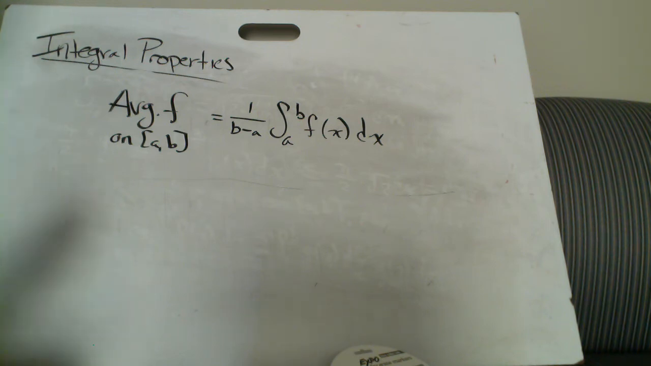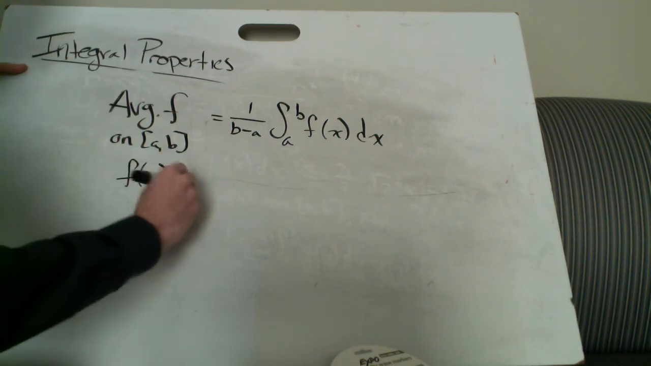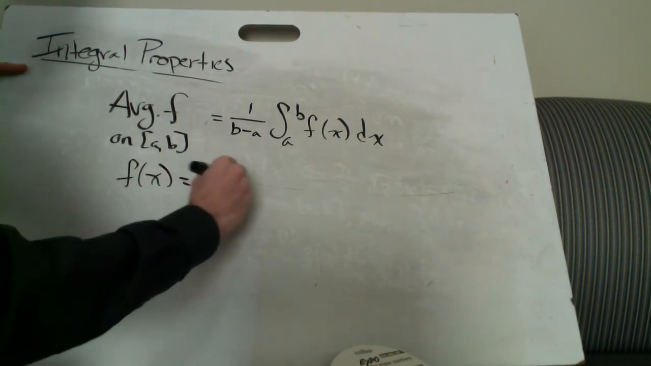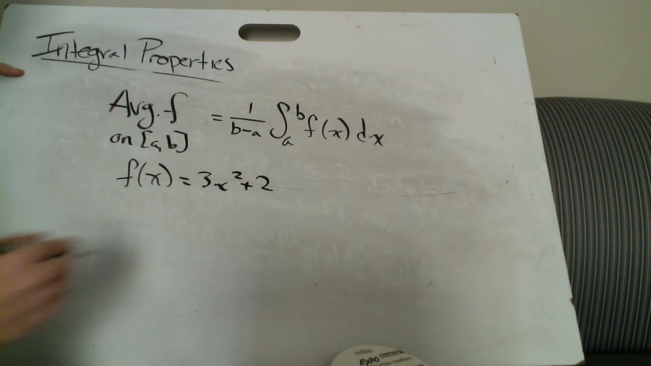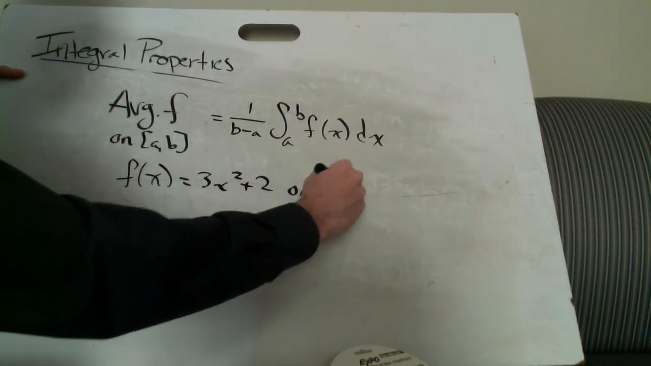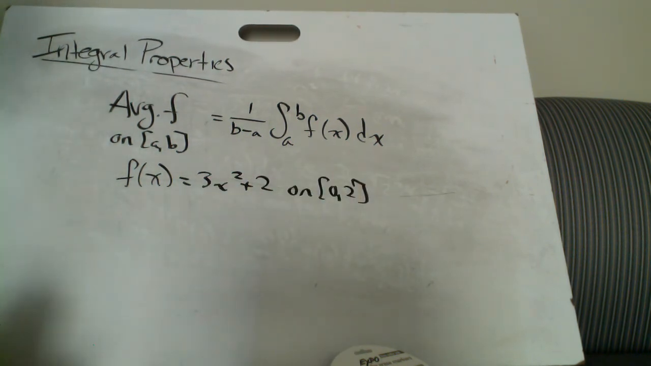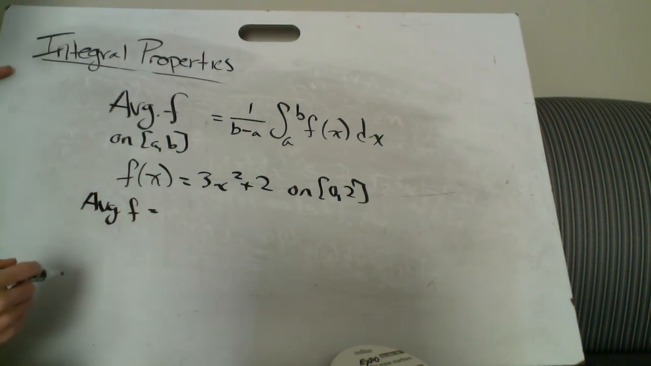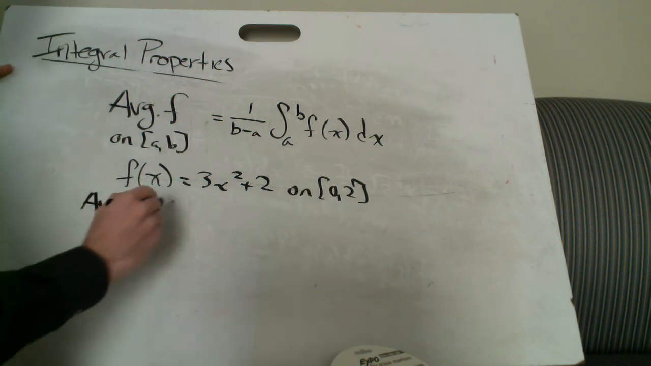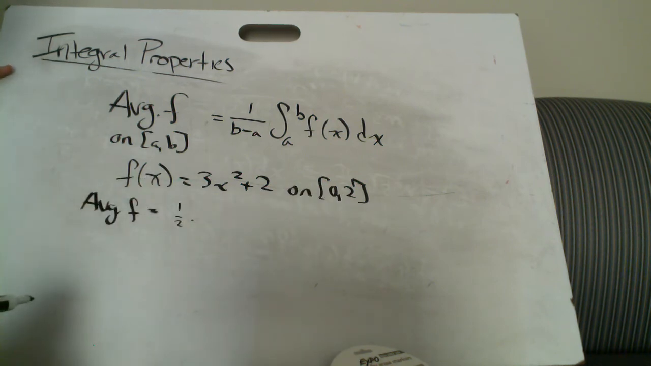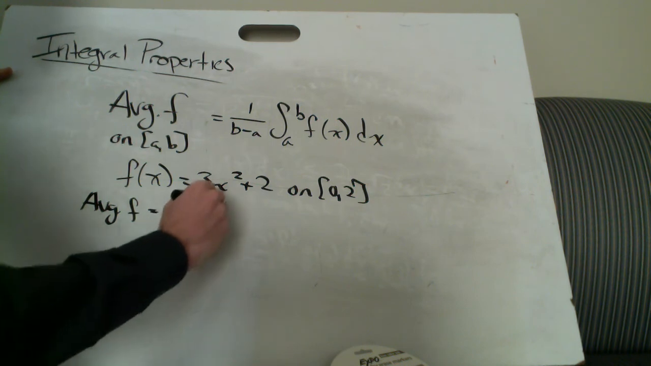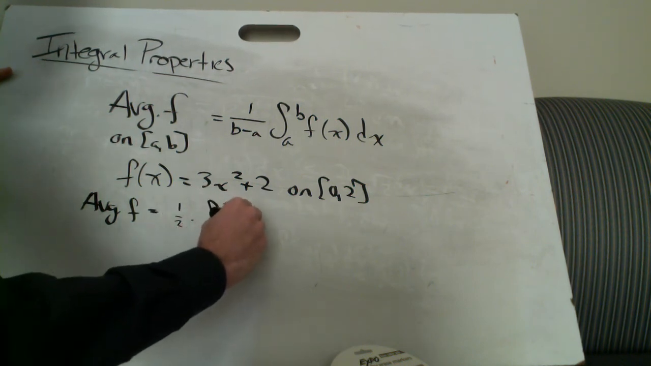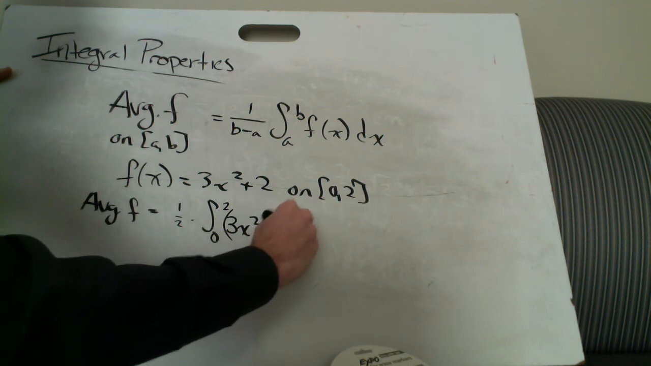So, for instance, if f of x is something like 3x squared plus 2, and I wanted to know on 0 to 2 what's the average value of my function? Well, I can just set it up. So let's set this up here. Average f should be equal to 1 over b minus a, which is 1/2, and I'll multiply that by the integral from 0 to 2 of 3x squared plus 2 dx.